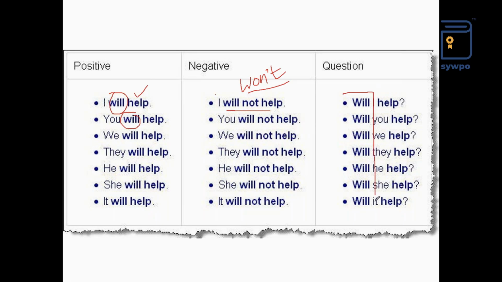But when you make the questions in simple future, you can write will or shall at the beginning, before the subject, then the verb, and then the question mark.